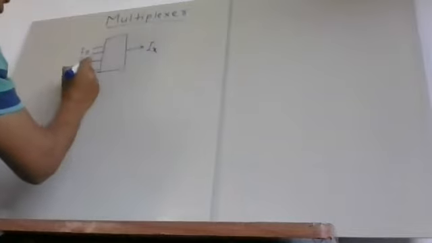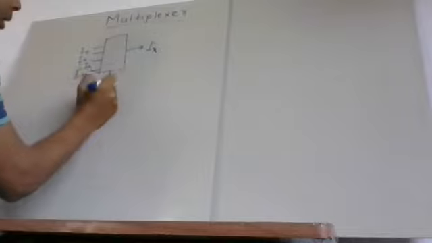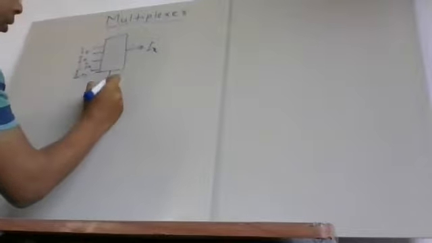Say IX, which is intermediate data, IX. So we need some control signal here, which must select out of this data only one data to the output. The control signal is called S, and this is called a multiplexer.